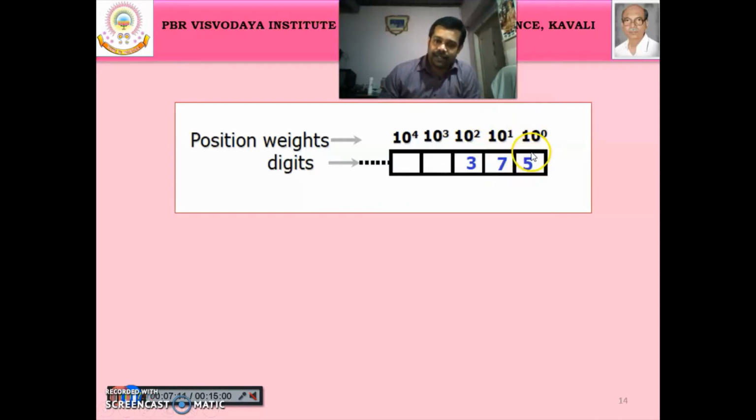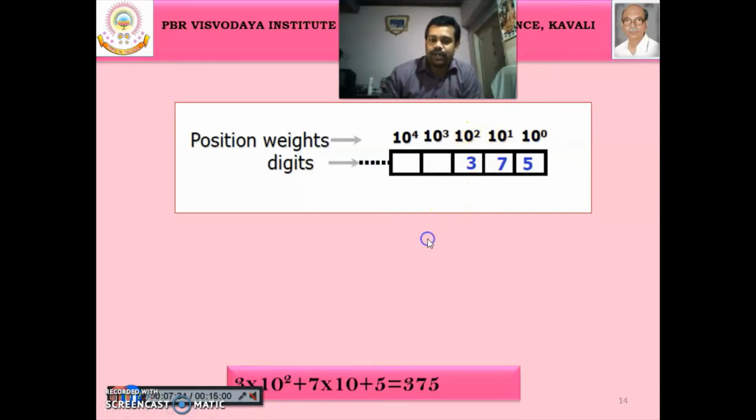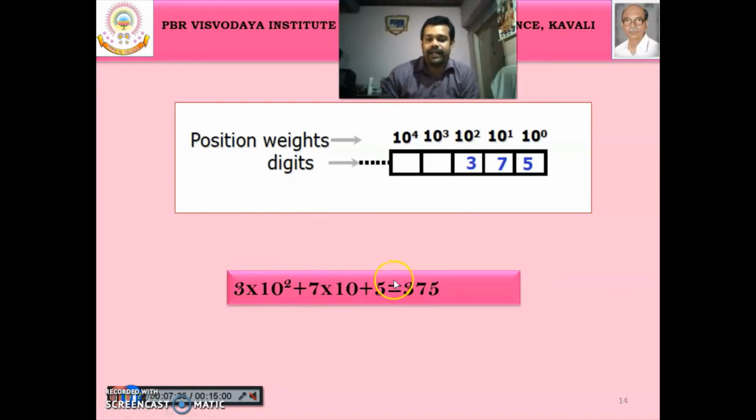So, this 5 has a positional value of 10 to the power 0. This 7 has a positional value of 10 to the power 1. And 3 has a positional value of 10 to the power 2. So, 5 into 10 to the power 0 plus 7 into 10 to the power 1 plus 3 into 10 to the power 2. So, in total we are getting 375.